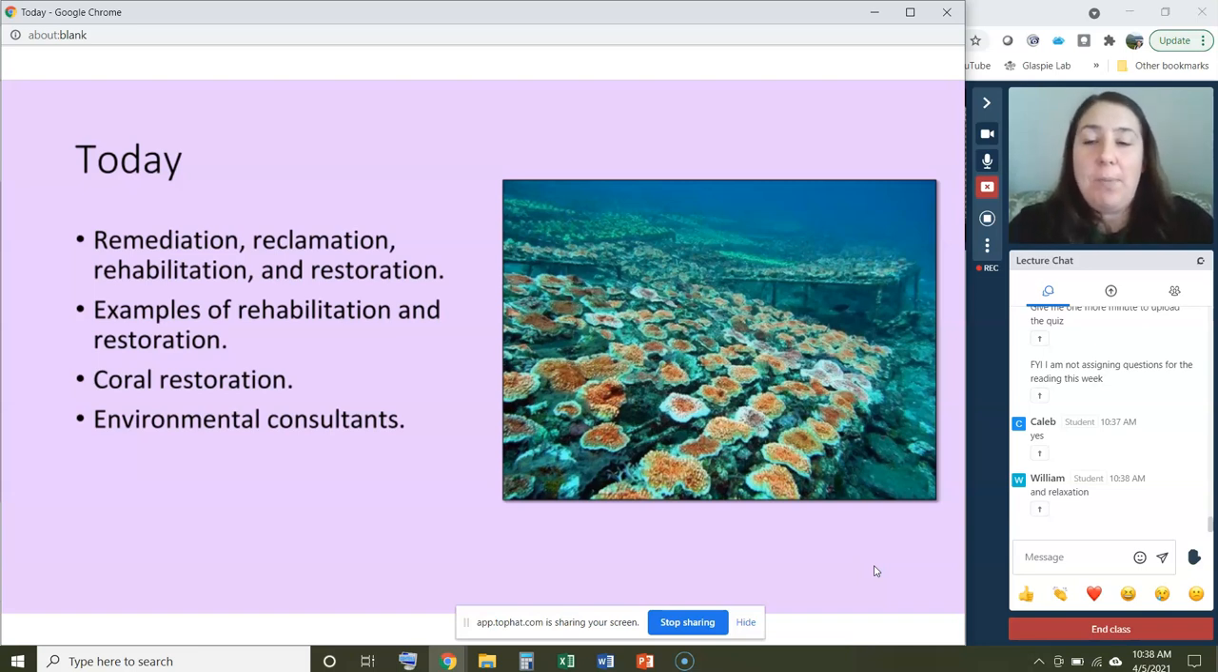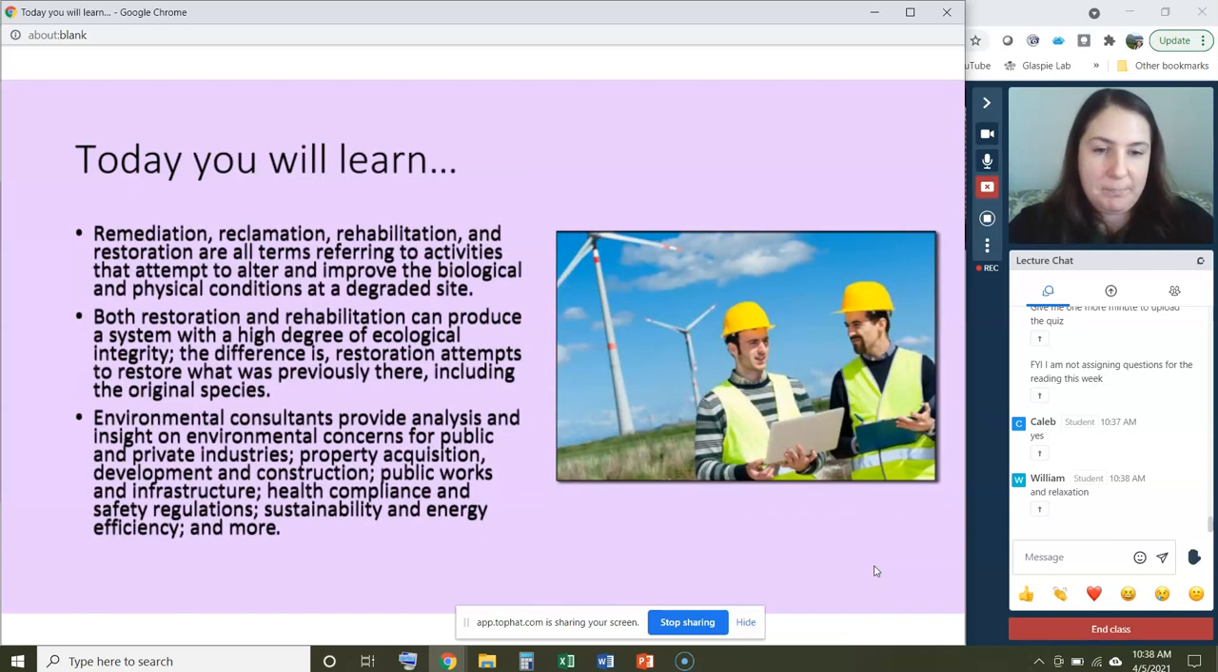We'll go over examples of rehabilitation and restoration from different locations outside of the Gulf of Mexico. And then you have an activity to look at coral restoration. And then finally, we'll talk about jobs in restoration, so environmental consultant jobs. Speaking of which, if you look up environmental consultant stock photos, you're going to have endless entertainment. They're very, very funny. So I've included a couple of those in this lecture.